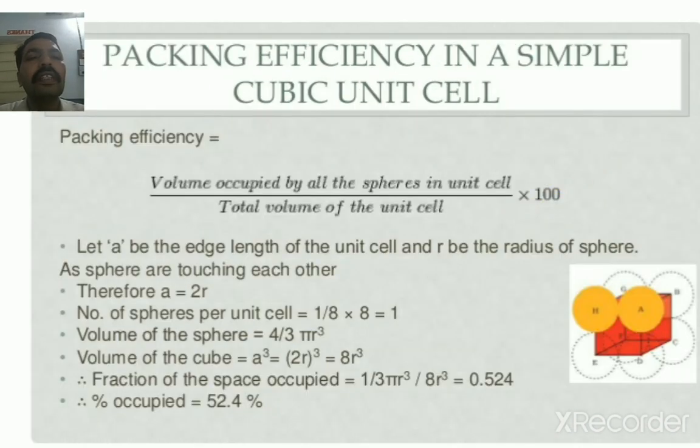Now, third is the packing efficiency in a simple cubic lattice. A simple cubic lattice has constituent particles present only at the corners. Let A be the edge length of the unit cell and R the radius of the sphere. In a simple cubic or primitive lattice, this sphere directly contacts the other spheres. As the spheres are touching each other, A is equal to 2R.